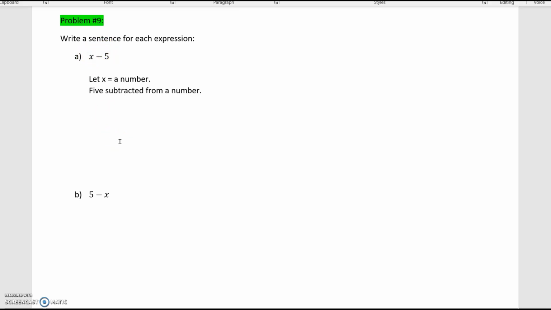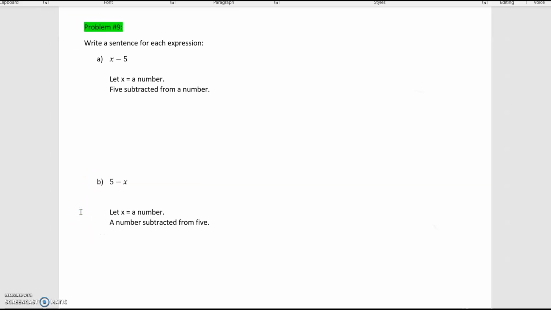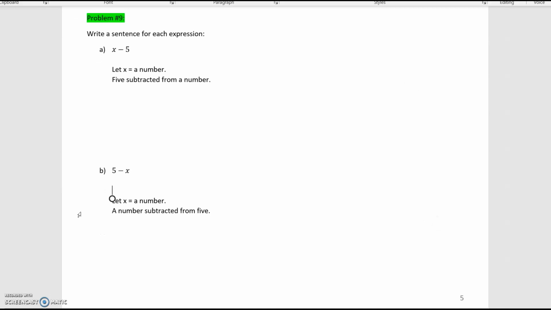Now, let's take a look at B. B is technically backwards. On problem B, what you technically have here is the number being subtracted from 5. Since it's technically a different problem, we're also declaring what the x represents. And then in this case, a number subtracted from 5. Notice that the number, in this case your x's, is what represents the unknowns. That's actually it for A and B.